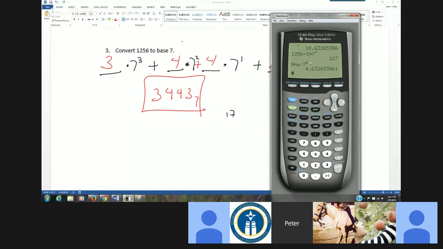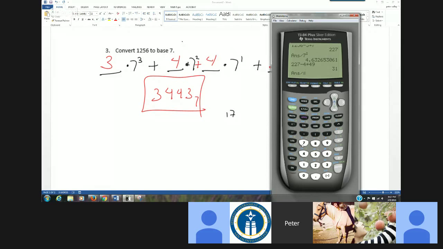And that goes in there 4 times with some sort of remainder. So then 227 minus 4 times, now 7 squared is 49, so I just jump to that. And I get a remainder of 31. And so now I'm at 7 to the first.